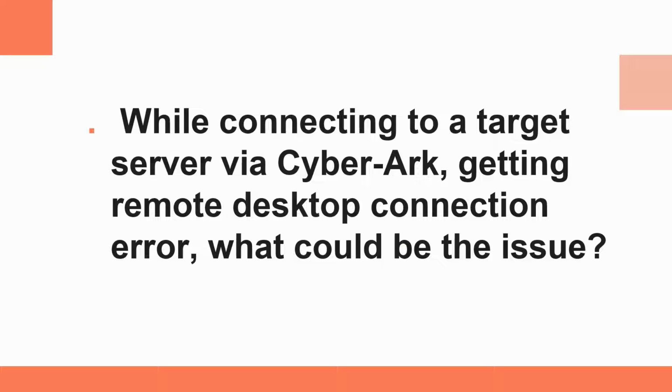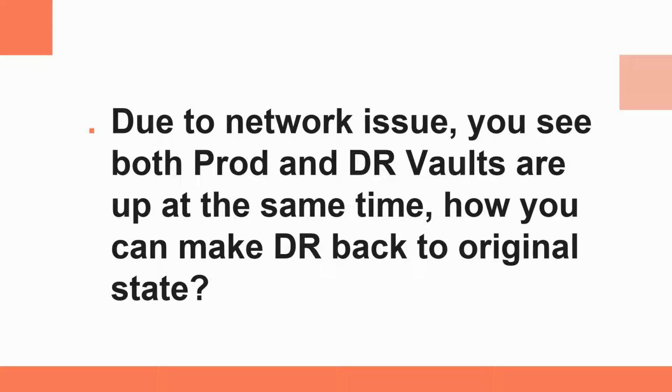Okay, moving to the next question. Let's say due to a network issue, you see both the production and DR vaults are up and running, and the PrivateArk server is up on both sides, primary and DR. How can you bring the DR back to its original state? What changes will you make on the DR so that it starts replication from production to DR again?